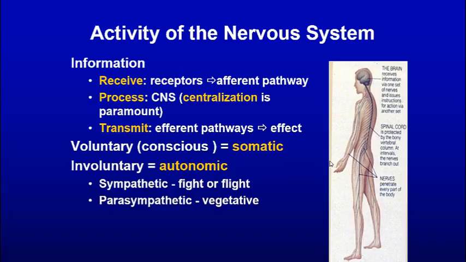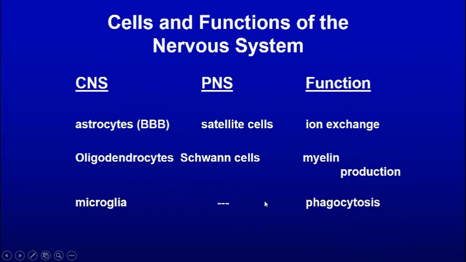And so you either have the somatic or the autonomic. Autonomic is the sympathetic and the parasympathetic. The sympathetic is fight or flight. The parasympathetic is vegetative, like the contractions of the GI tract. If you see a bear, the sympathetic is going to take over. But if not, just relax. The parasympathetic is going to allow you to digest your food.